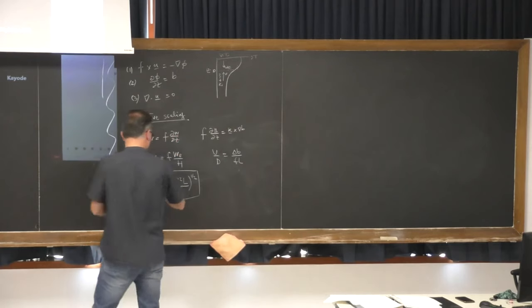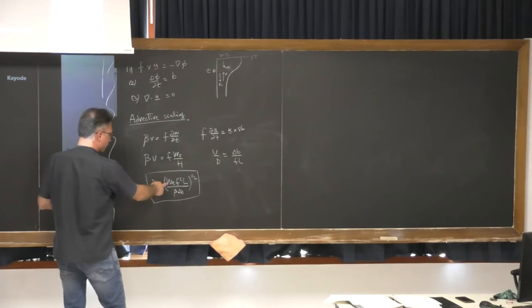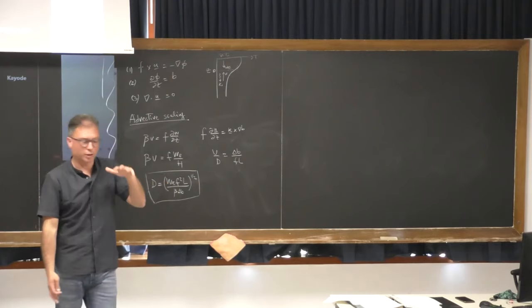So the larger the temperature gradient, the shallower the depth of the wind-driven gyre. And the stronger the wind stress curl, the deeper the wind-driven gyre becomes.